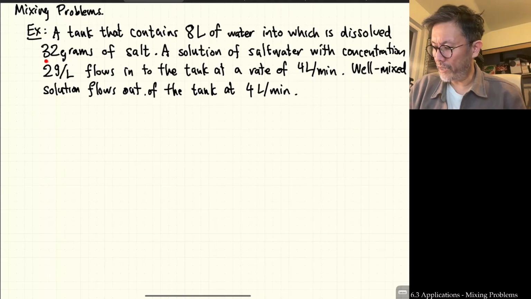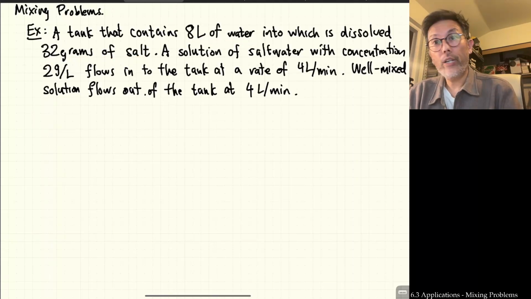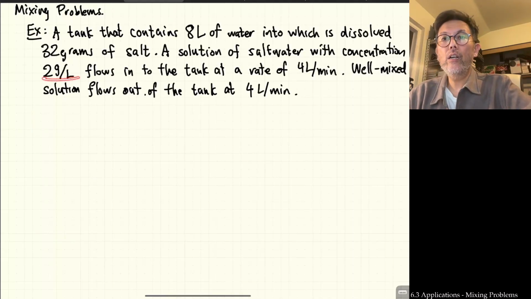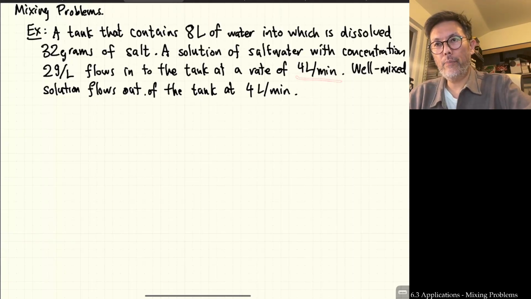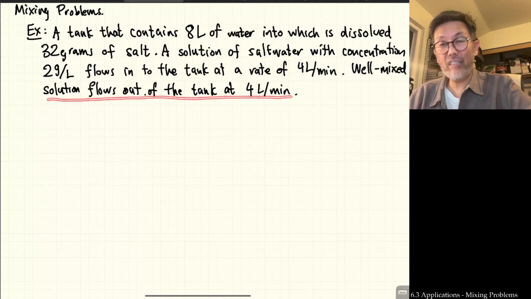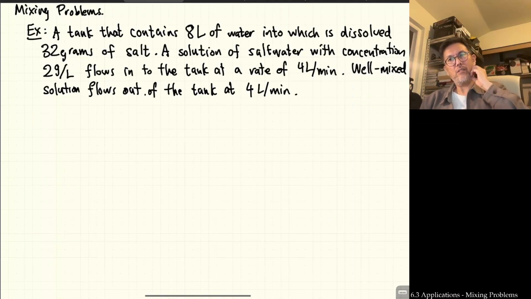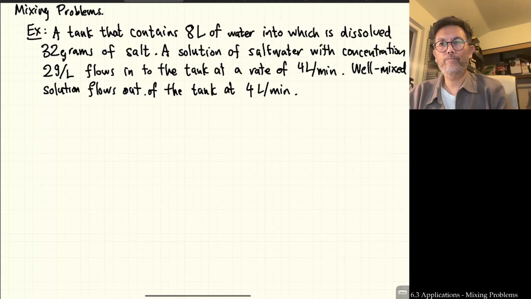If you look at what's up here, we have 32 grams of salt being dissolved into 8 liters of water. So the concentration of that salt water initially is 4 grams per liter, right? 32 divided by 8. But we are pumping in salt water with a lower concentration, and it's being pumped in at a rate of 4 liters per minute. And then we have well mixed solution flowing out of the tank at the same rate, 4 liters per minute. So the amount of solution going in is the same as the amount of solution going out.